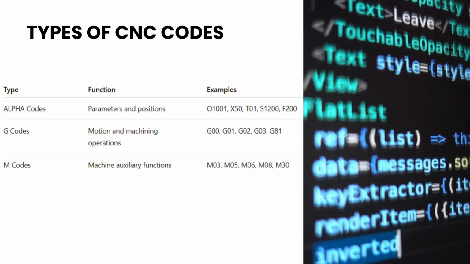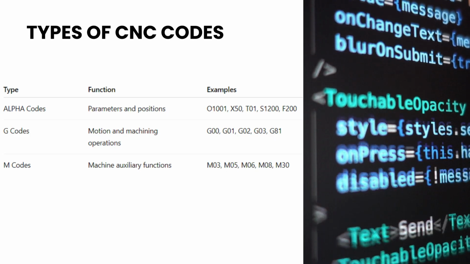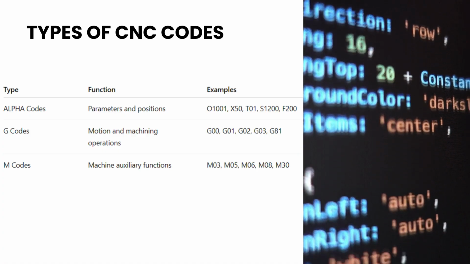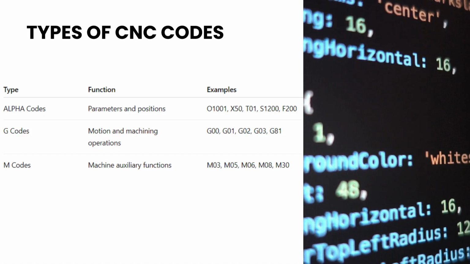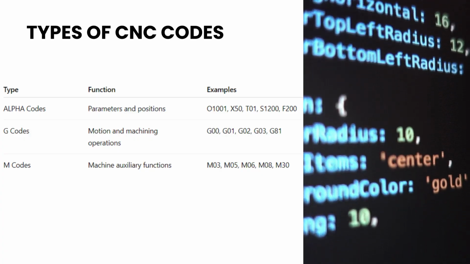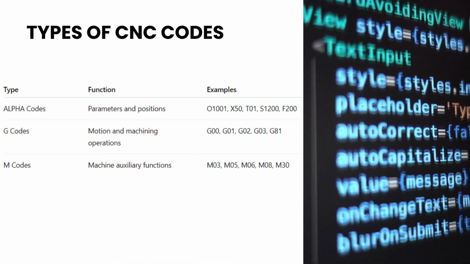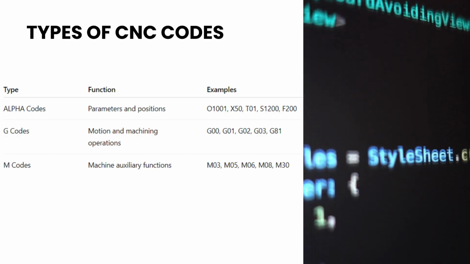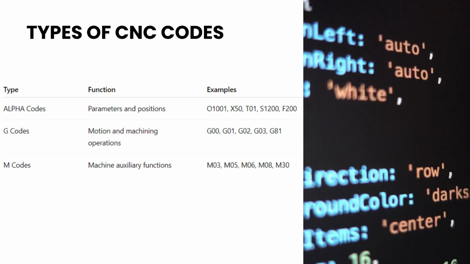Now that you understand the structure, let's go deeper into the three categories of CNC codes. The first category is alpha codes. These are the letters that define the parameters of the program. They specify what to do and where to do it. Examples include O1001 for the program number, X, Y, and Z that indicate positions in space, T01 for the tool number, S1200 for spindle speed in revolutions per minute, F200 for feed rate in millimeters per minute.